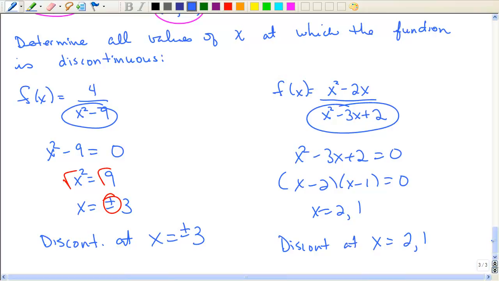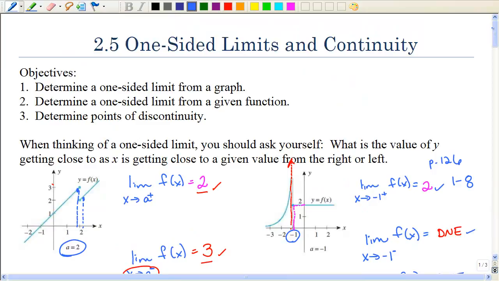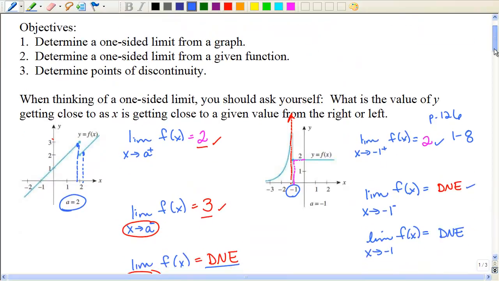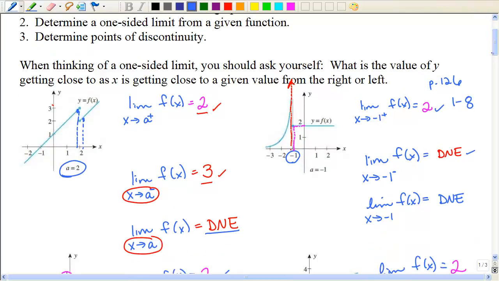Alright, so just to conclude, continuous just means that if you drew the picture, you wouldn't pick up your pen or pencil, all right? And when you're talking about one-sided limits, we have from the right and from the left, but in order for the limit to exist, the right and left must match. And if they don't, then the limit does not exist.